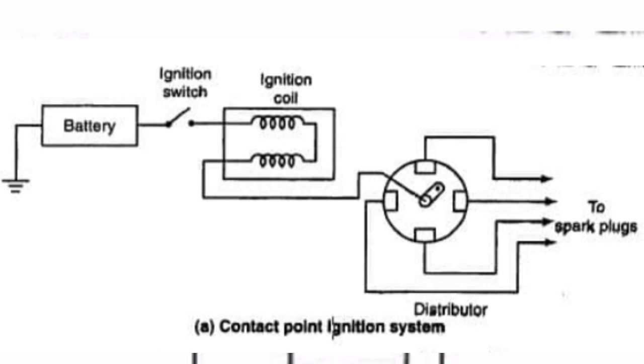The internal components of the distributor for a contact point ignition consist of the following. Distributor cam. The distributor cam is part of or is attached to the distributor shaft and has one lobe for each cylinder. As the cam rotates with the shaft at one half of engine speed, the lobes cause the contact points to open and close the primary circuit.